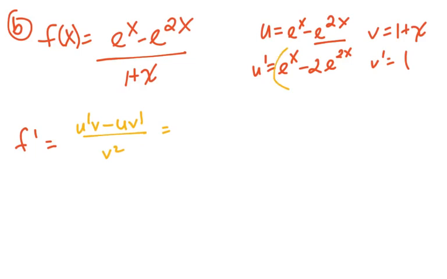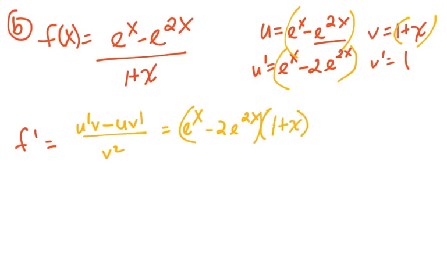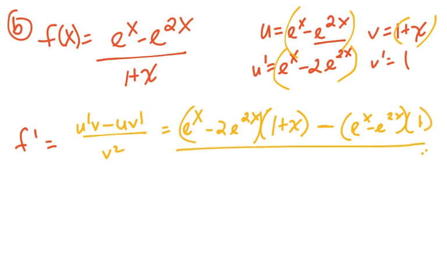So u prime, again, anything that's more than one term, put parentheses around it. So u prime is e to the x minus 2e to the 2x. U prime v minus u v prime all over v squared. And again, this is sufficient for your exam. You don't need to do more than that. If you were doing this to combine like terms, you would FOIL the first two and distribute the negative, but we're not going to do that here.